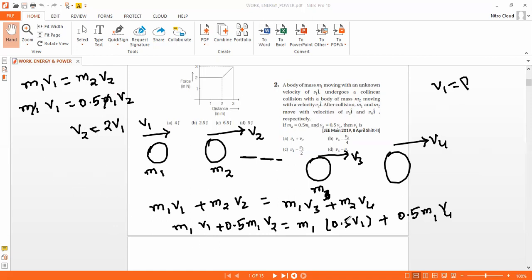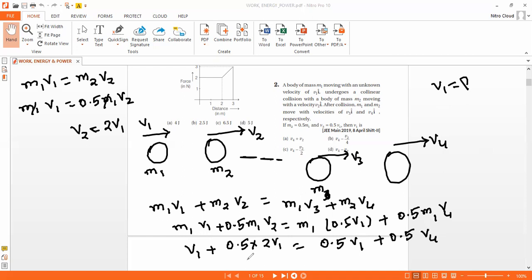Okay, fine. I'll substitute v2 as 2 v1. That is number one. So m1 v1, I think throughout the equation m1 will get cancelled. So we will get v1 plus 0.5 into 2 v1 is equal to 0.5 v1 plus 0.5 v4.